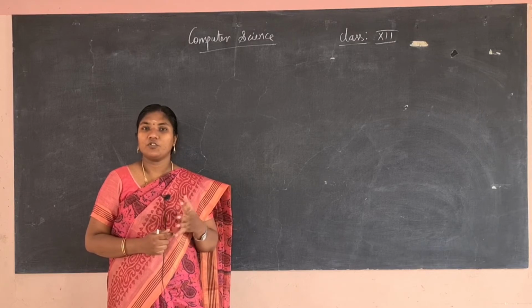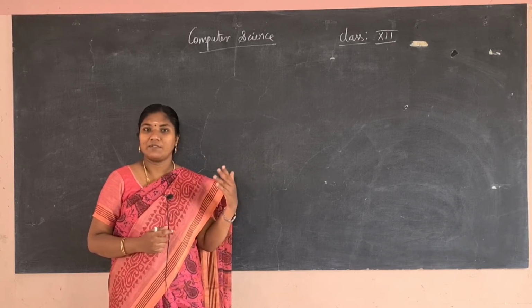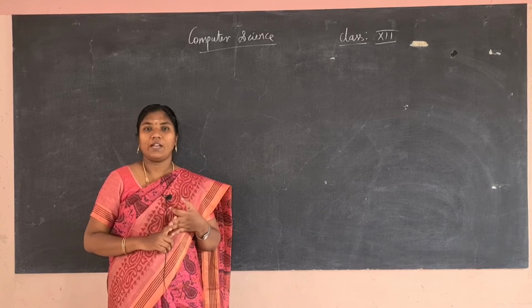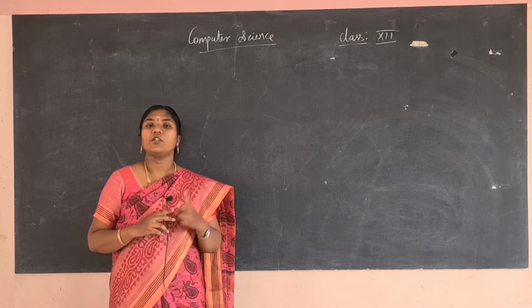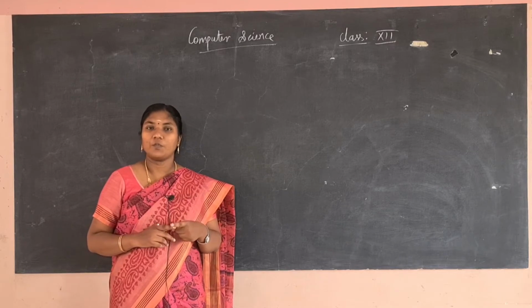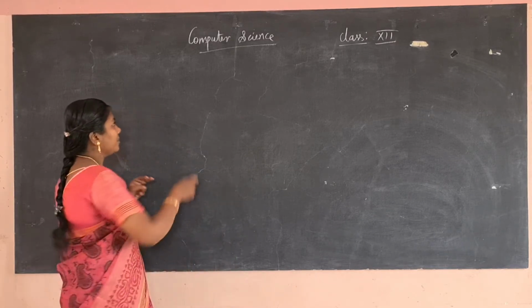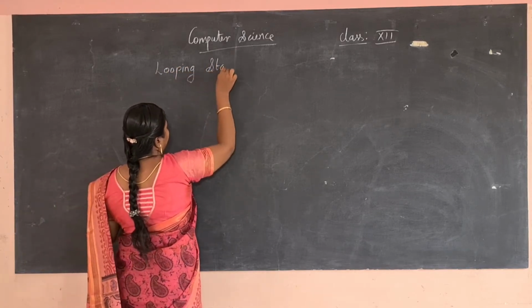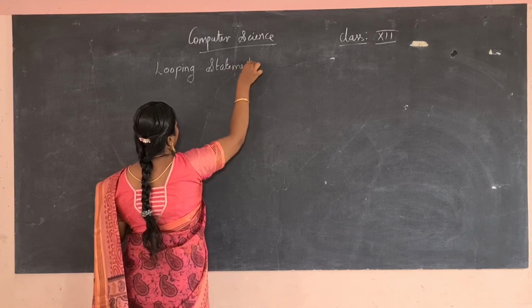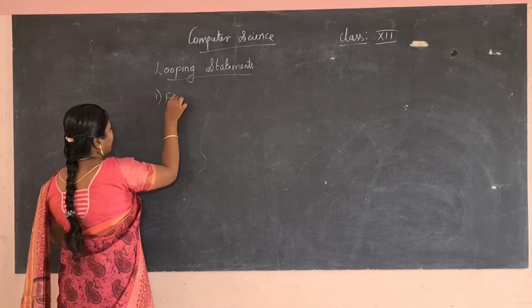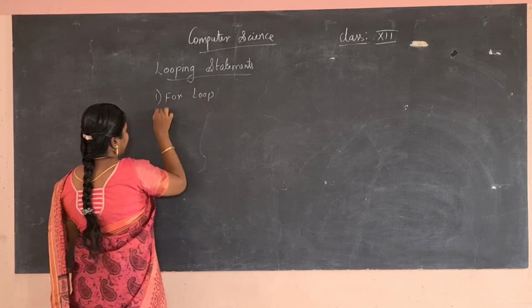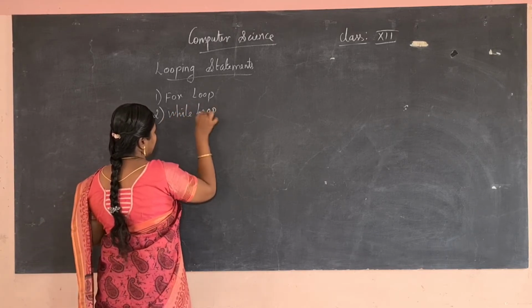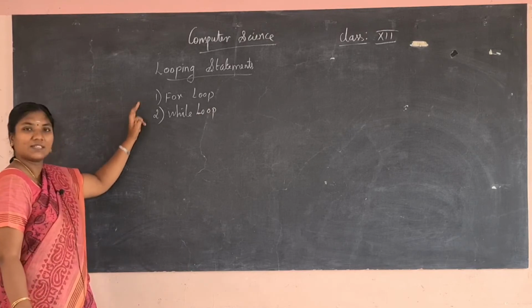You have learned about both for loop and while loop in C++ in 11th standard also. In C++ you might have learned about for loop, while loop and do while loop. But in Python you have only two types of looping statements: one is for loop and another one is while loop. So first for loop and the second one while loop.